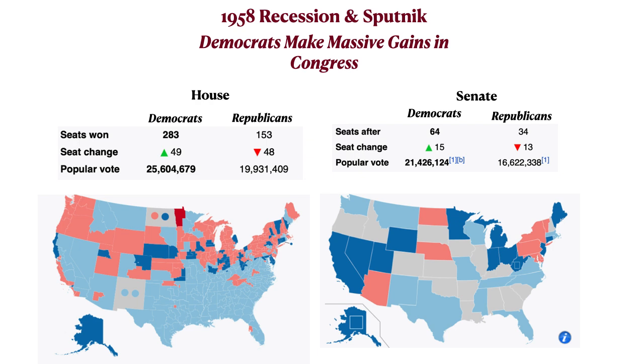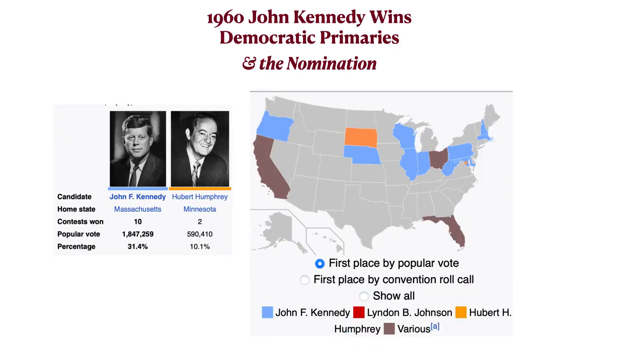And you can see the Democrats gaining massively across the Northeast and Midwest in areas that had been Republican strongholds. And then in the Senate, oh my gosh, Democrats winning 15 seats. And they have almost twice as many seats as the Republicans do. So this is a big shock to the Republican Party. And that sets us up for the 1960 election.